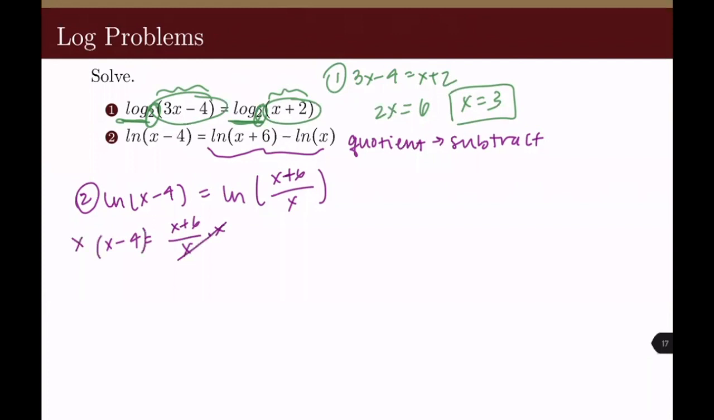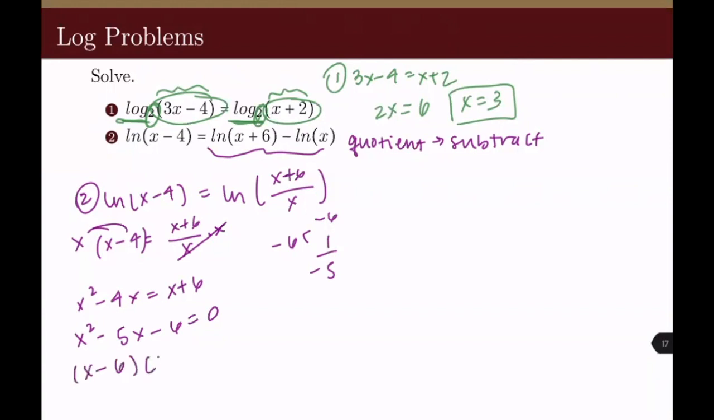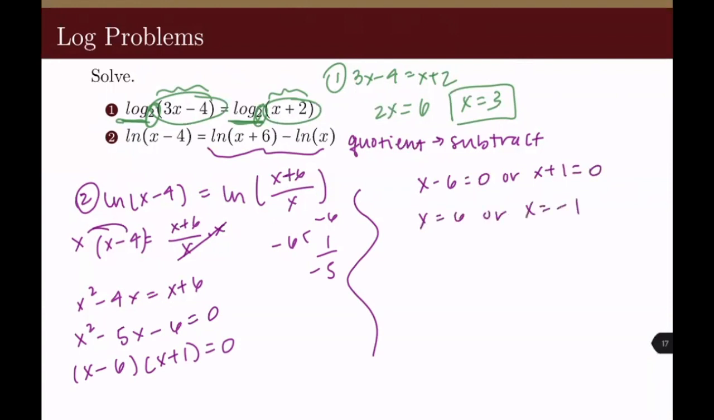Multiplying each side by x, I'm going to get x squared minus 4x equals x plus 6, which means x squared minus 5x minus 6 equals 0. And then we look for factors of negative 6 that add to negative 5. I think negative 6 and 1 would do it. So we have x minus 6, x plus 1 equals 0, which then means either x minus 6 equals 0 or x plus 1 equals 0. So x equals 6 or x equals negative 1.